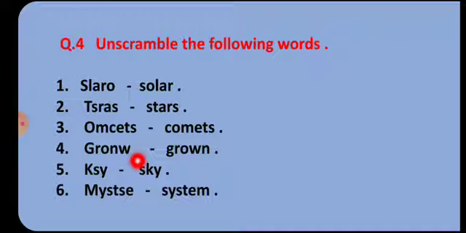Number 4, G-R-O-N-W. So, which is the correct word? Yes, that is grown. G-R-O-W-N, grown. Now, fifth one is S-K-Y. That is sky. S-K-Y. Now, number 6 is M-Y-S-T-S-E. So the correct word is system. S-Y-S-T-E-M. Now we will see the next question.